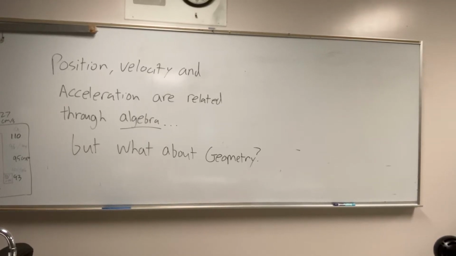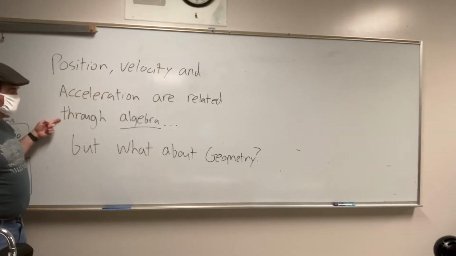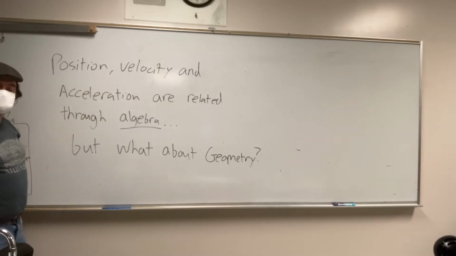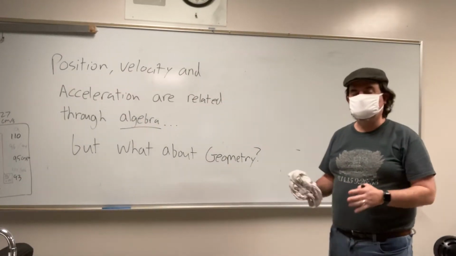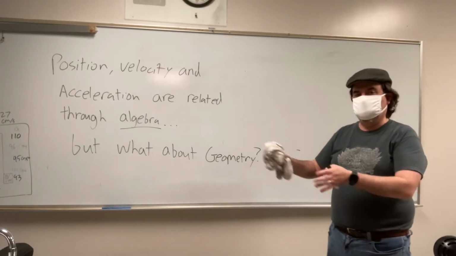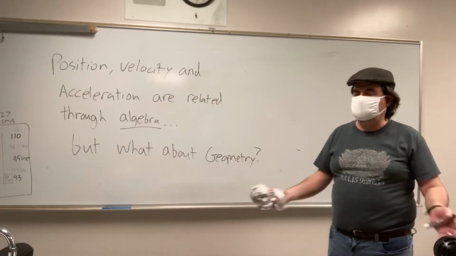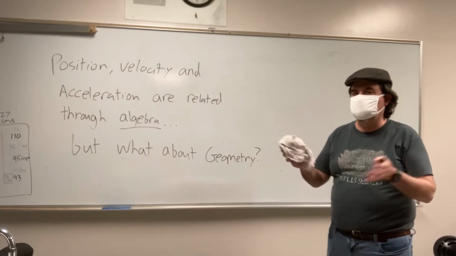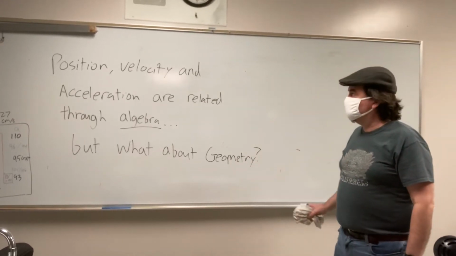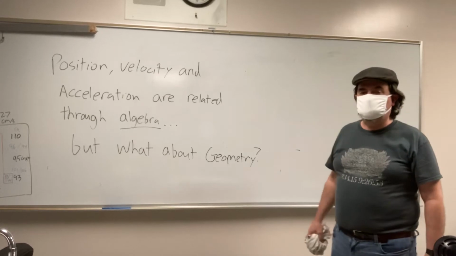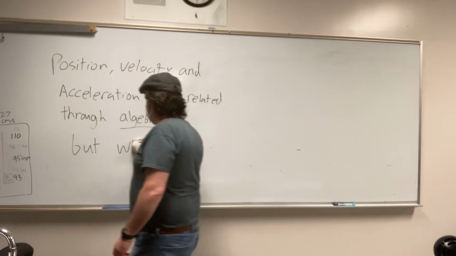So we now know that position, velocity, and acceleration are related through algebra. But what about geometry? You may recall being taught in math class, algebra first, then geometry, then later some more algebra. But if you look back on it, they're not unconnected, right? It's not that there's no algebra in geometry and no geometry in algebra. So let's explore this a little bit. If we can establish that there's an algebraic connection, there needs to be a geometric connection. So let's see if we can see how that works.